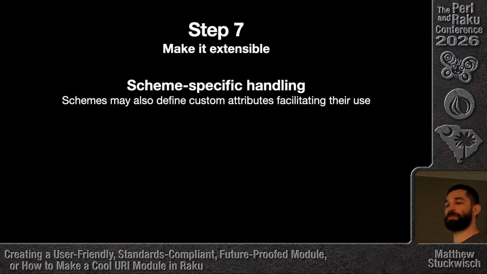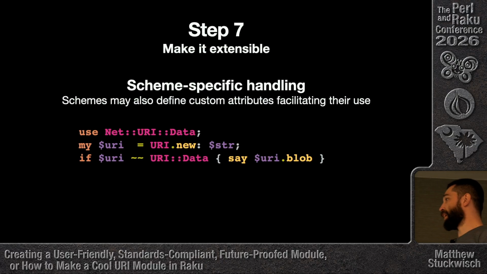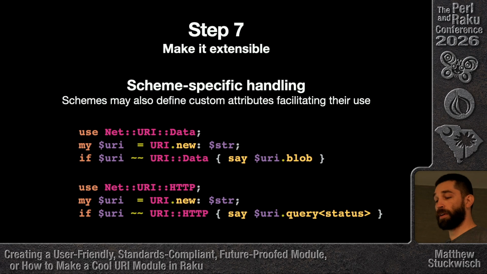We can also do other types of scheme-specific handling. Schemes can define custom attributes we might want. Again, with the data one, wouldn't it be great if once we parse it, we can just access its actual data as a blob? I feel like that'd be pretty useful for people. Make it nice and easy, no extra work for them. They just parse it and it's there, ready to go. Or if you're doing HTTP, you get that query status. Again, you should not do it as a hash. This is just for the sake of an example, because lots of us do this. But you can have repeated elements in URLs for HTTP, so you should not just do a straight hash.